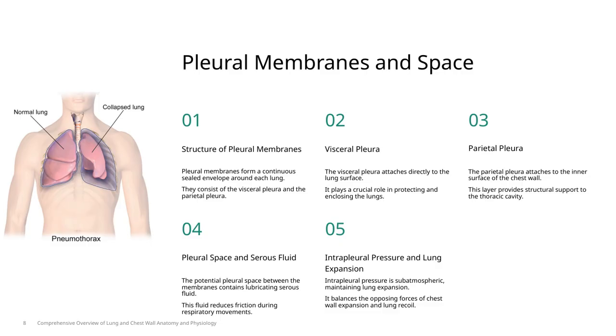Together, these membranes form a continuous, sealed envelope around each lung. This seamless connection between the visceral and parietal pleura creates the pleural membrane, which is essential for maintaining the negative pressure and allowing the lungs to expand and recoil efficiently during breathing. Understanding this relationship is key to grasping how our respiratory system functions so seamlessly.